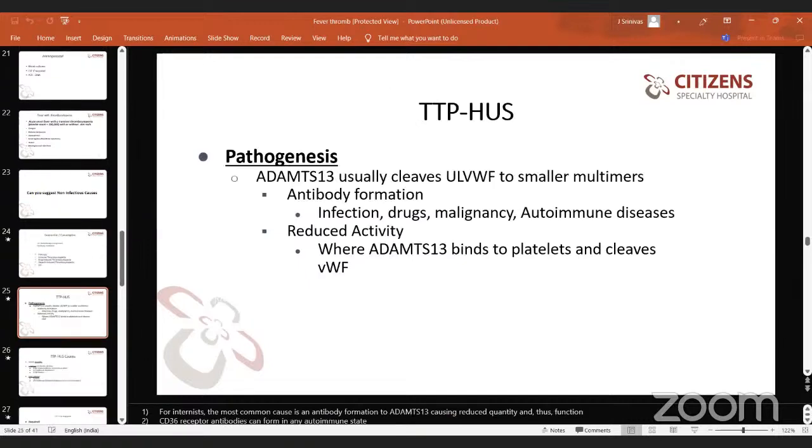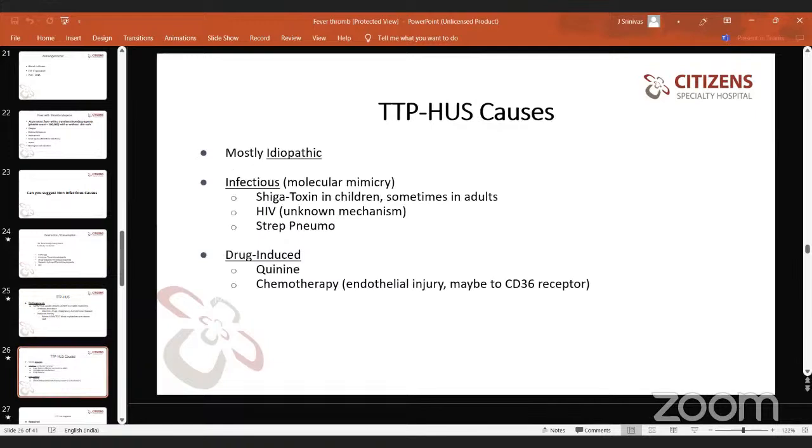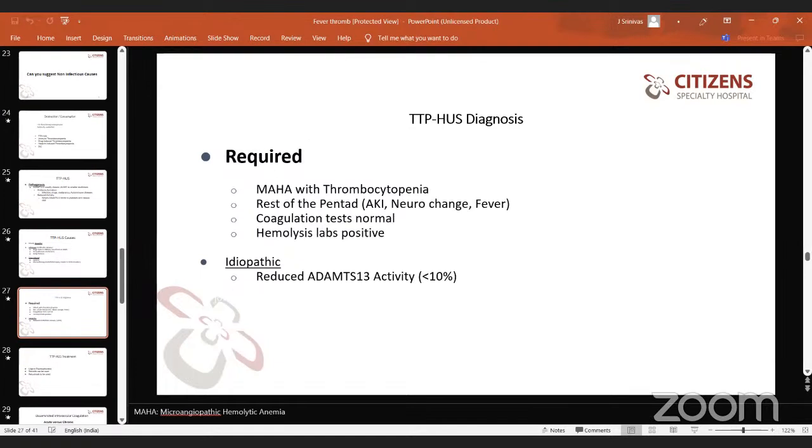TTP. So again the cause of TTP is infections, drugs, malignancy, autoimmune, where ADAMTS13 binds to platelets and cleaves von Willebrand factor, so that there can be a consumption of the platelets because of injury to the microvascular wall. So mostly idiopathic, but infections like Shigella, HIV, strep pneumonia, and drug-induced like quinine and chemotherapy can happen. So what are the requirements?